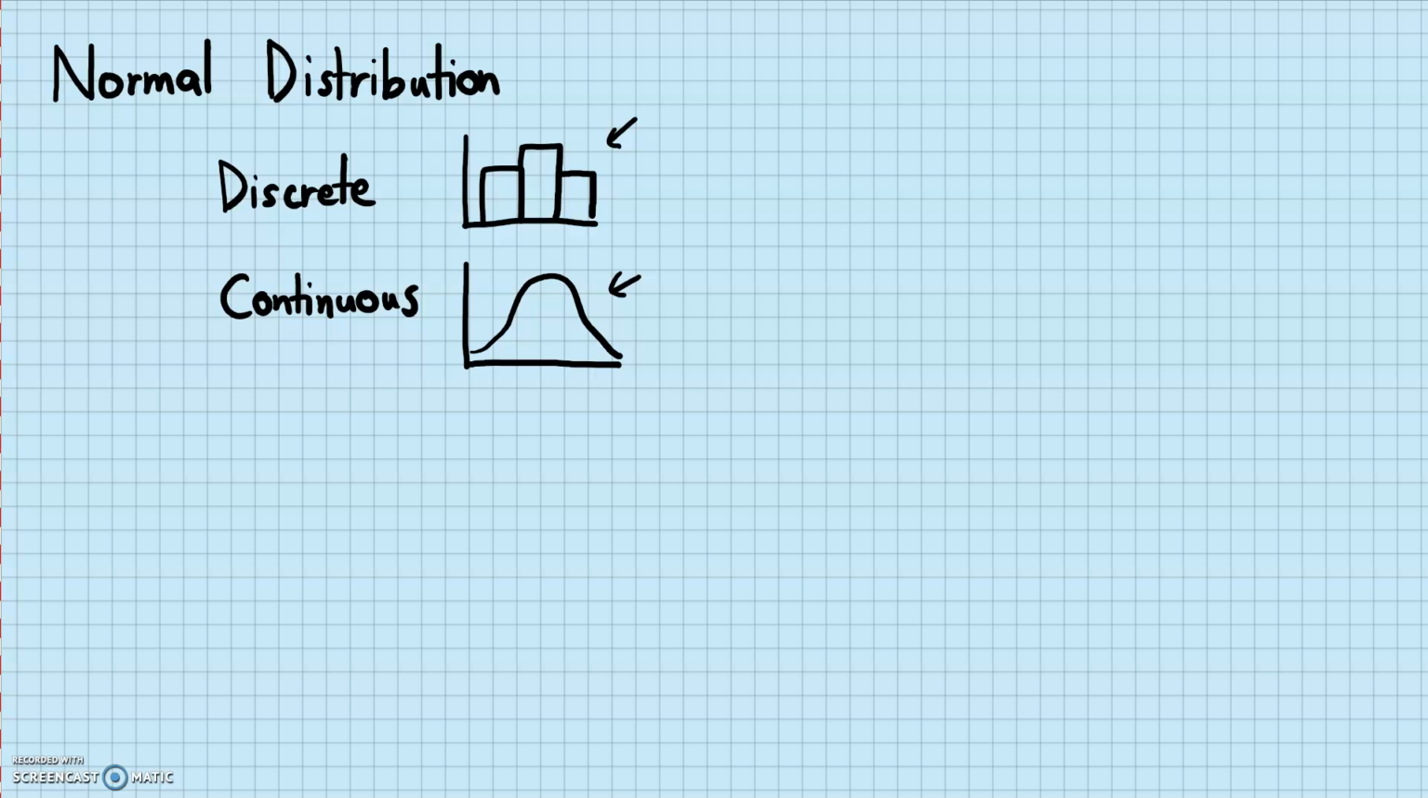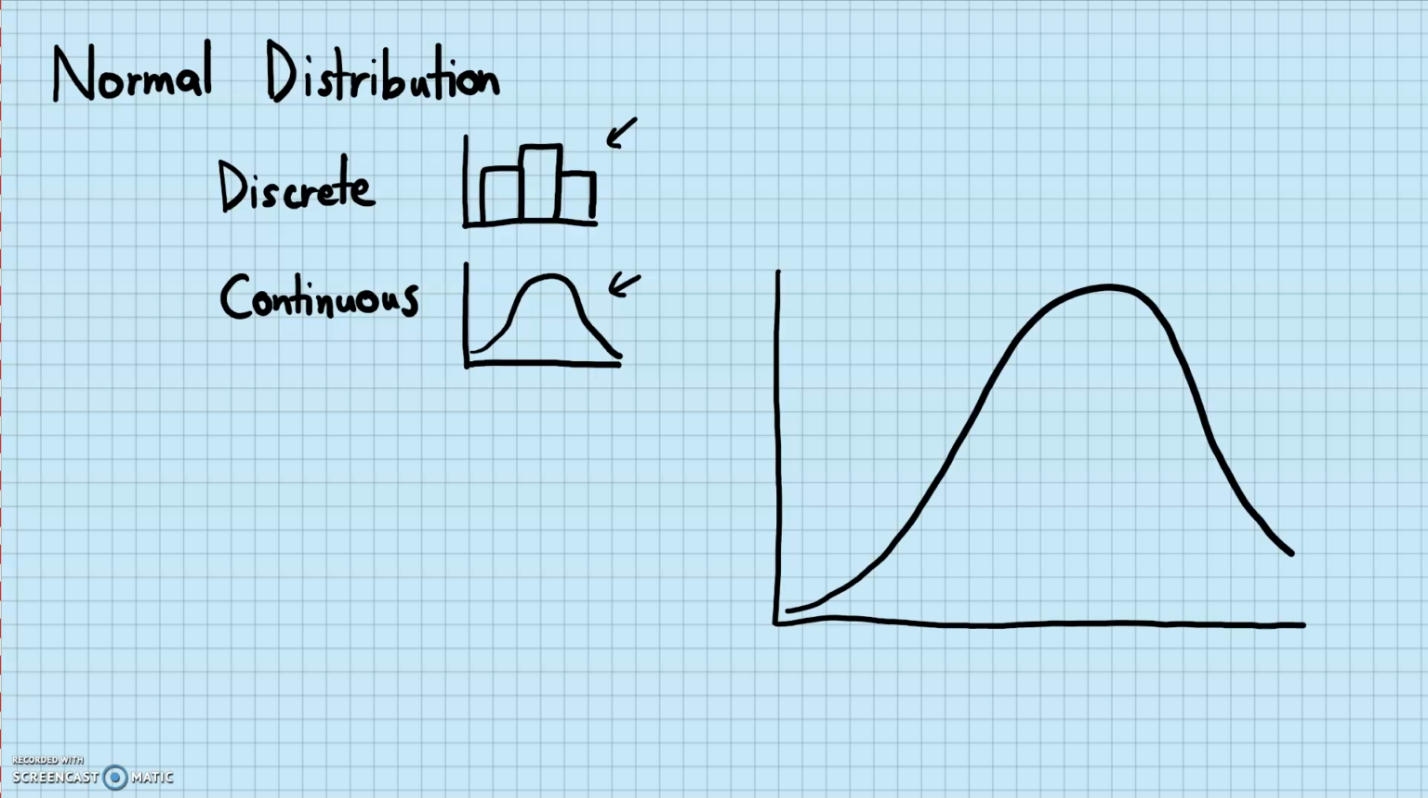And this graph actually, so let me draw this a little bit up. All right. So this graph is called a bell curve because it looks kind of like a bell. So this is a bell curve, and what's astounding about the bell curve is that most continuous data would fit into this bell curve.